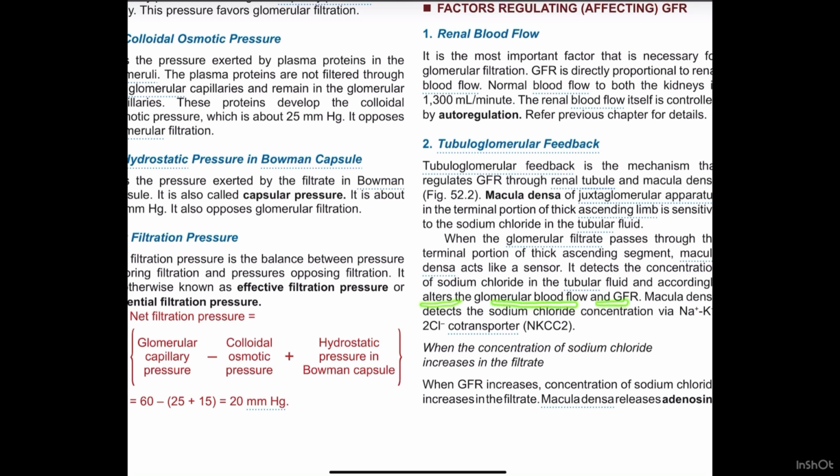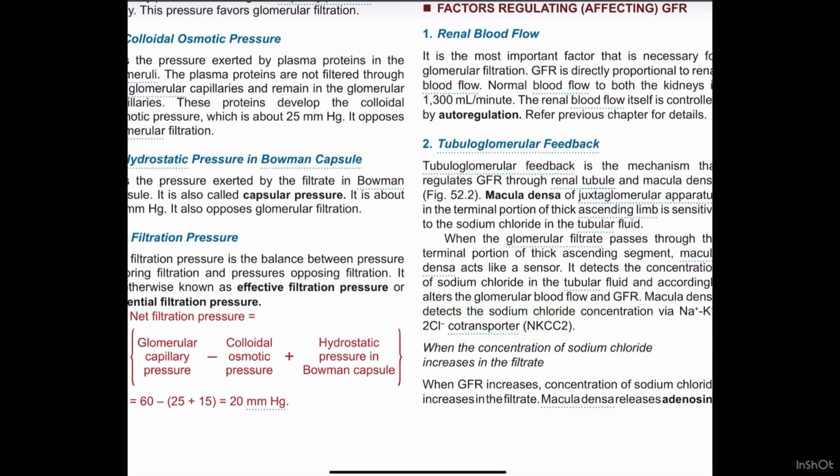and GFR. Now, the macula densa detects the sodium chloride concentration via the sodium, potassium and chloride co-transporter, that is NKCC2. Here sodium, potassium and chloride ions are transported together. This is a co-transporter, you can see that.